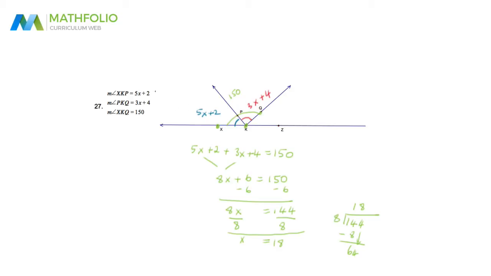So the first one is 5 times 18 plus 2. So 5 times 18, well 5 times 10 is 50. 5 times 8 is 40. So 50 plus 40 gives us 90 plus the 2, 92 degrees. Next one, 3 times 18 plus 4. Well 3 times 10 is 30. 3 times 8 is 24. So that was 30 plus 24 is 54. Plus the 4 is 58. 58 degrees.